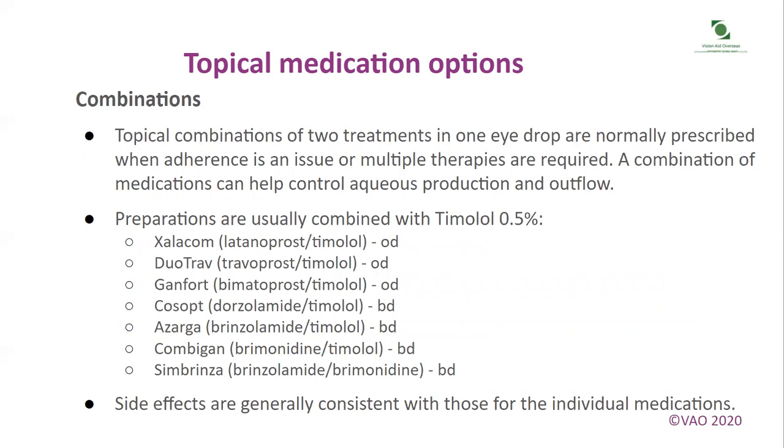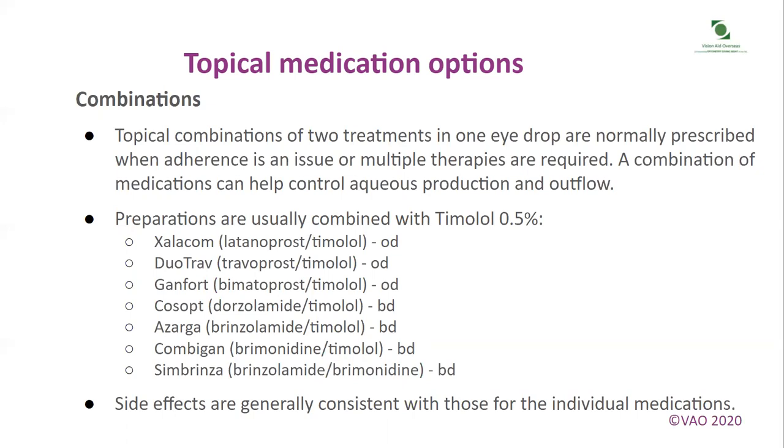Combinations. Topical combinations of 2 treatments in 1 eye drop are normally prescribed when adherence is an issue or multiple therapies are required. A combination of medications can help control aqueous production and outflow. Preparations are usually combined with timolol 0.5%. So Xalacom is latanoprost and timolol taken once a day. Duotrav is travoprost and timolol once a day. Ganfort, bimatoprost and timolol once a day.